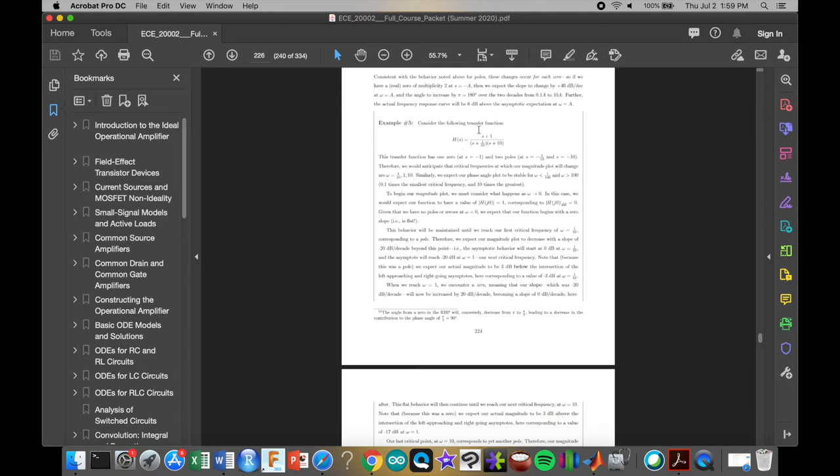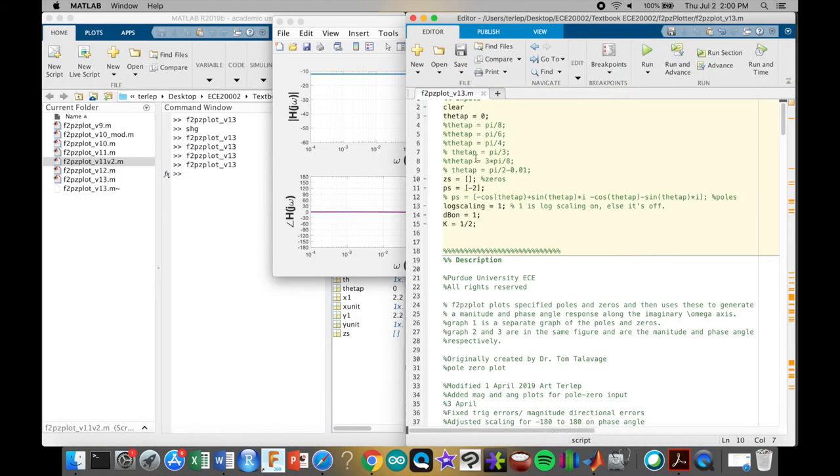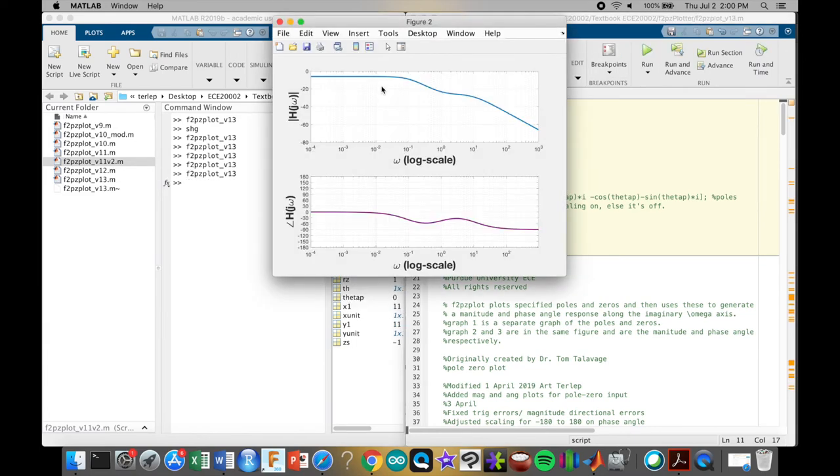So we're going to do our zeros at minus 1 and our poles at minus a tenth and minus 10. So there's a factor of 10 there. So let's see what we get there. Minus 1 and minus 0.1 and minus 10 here. So we'll delete these two charts.